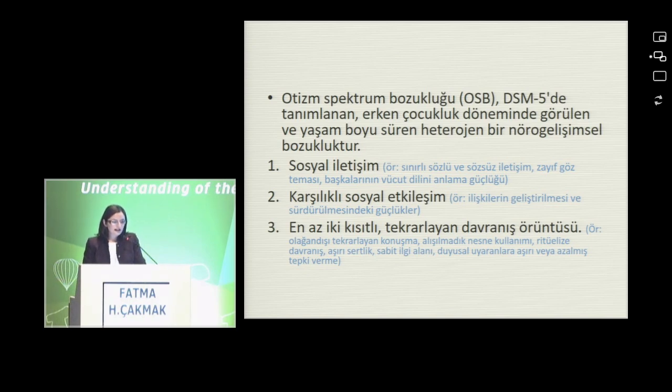Autism spectrum disorder is a heterogeneous neurodevelopmental disorder. We know its definition. In my presentation, I will elaborate on three areas: social communication, reciprocal social interaction, and two patterns of restricted, repetitive behavior. These three components are very pivotal for us.